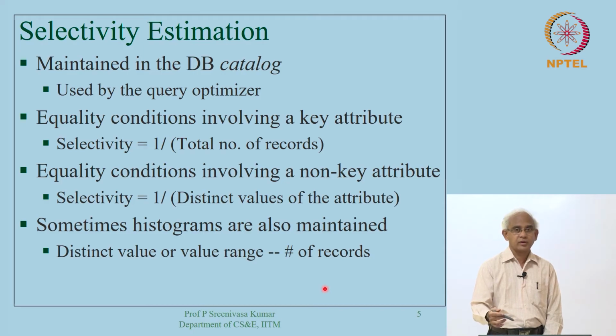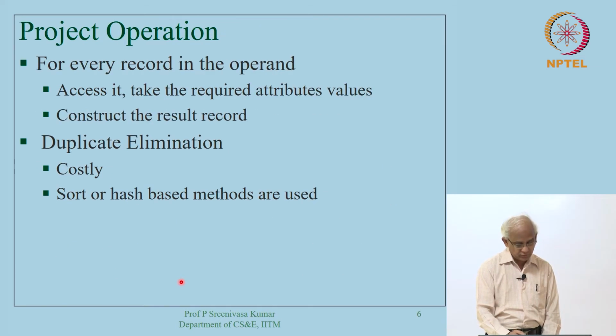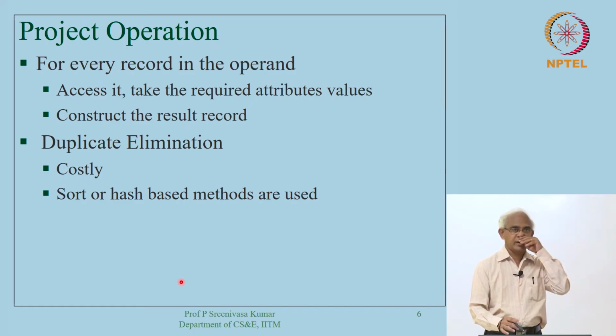So, given a particular condition, you can check the constant value that has been given for that attribute, use this histogram and figure out how many records are estimated to be there in the data file. This also can be maintained offline, and you can keep it updated as the system is running.